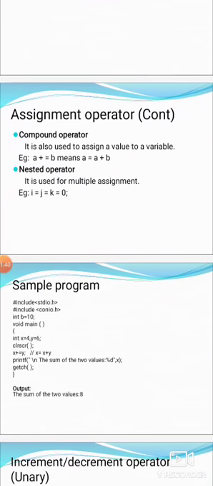In the assignment operator, there is a compound operator and a nested operator. Compound operator is used to assign a value by means of this. See an example: a plus is equal to b, which means that a is equal to a plus b. This is an example for compound operator. Then nested operator. In nested operator, multiple assignments are done. Example, i is equal to j is equal to k is equal to 0. Here we are assigning 0 to all the 3 variables by using this format. This is called multiple assignment.